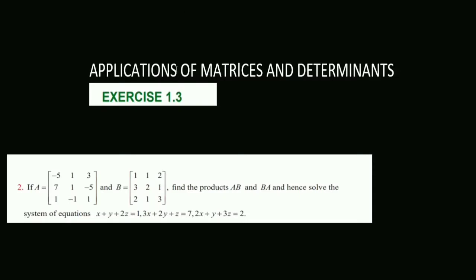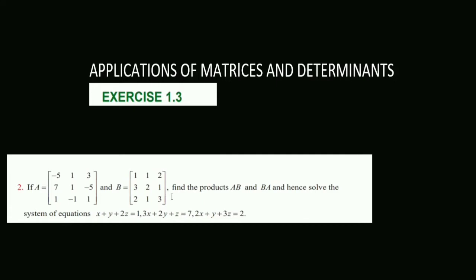Hello students, today we'll do exercise 1.3 from the chapter Applications of Matrices and Determinants. Question 2. Matrix A is minus 5, 1, 3, 7, 1, minus 5, 1, minus 1, 1. Matrix B is 1, 1, 2, 3, 2, 1, 2, 1, 3.